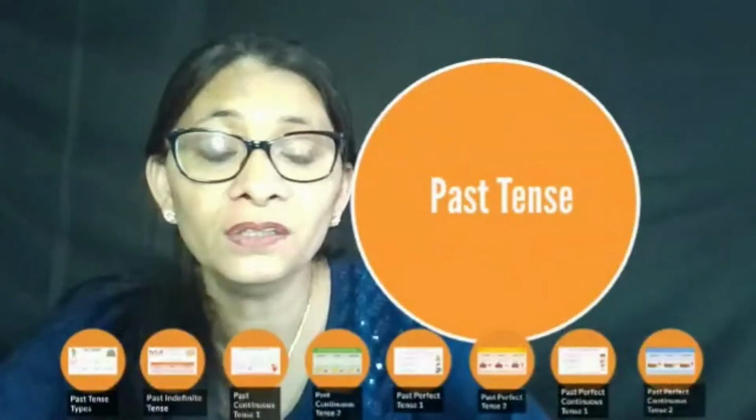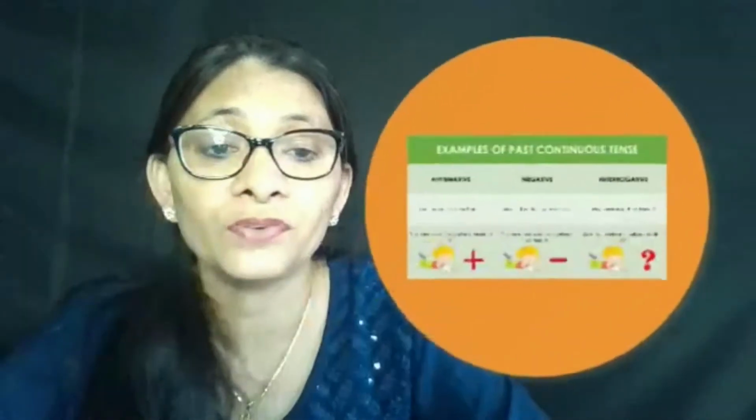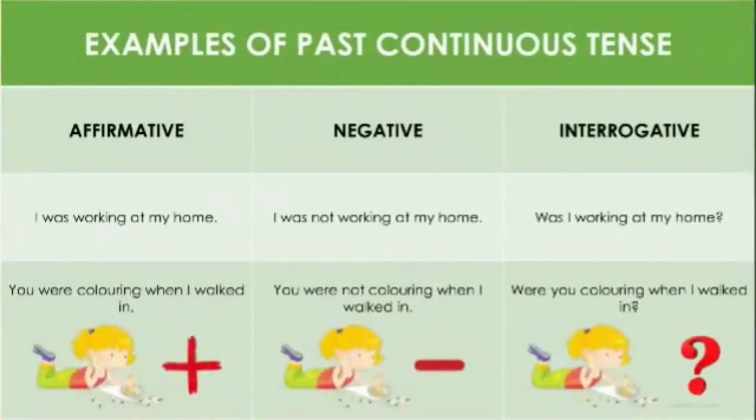Then let's move further. Let's see the example of past continuous first. As we are discussing three sentences together, affirmative, negative, and interrogative, let's see them all together. Let's take one sentence. I was working at my home. This is affirmative, positive. See, the plus sign is given. Negative will be I was not working at my home. Just one not is added. This is negative. Minus sign is given.